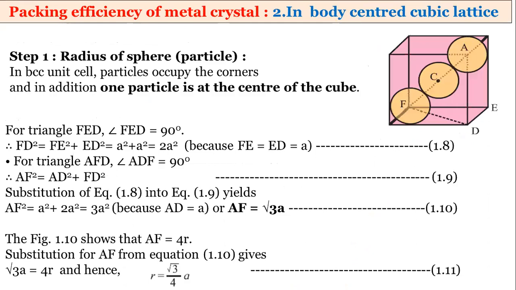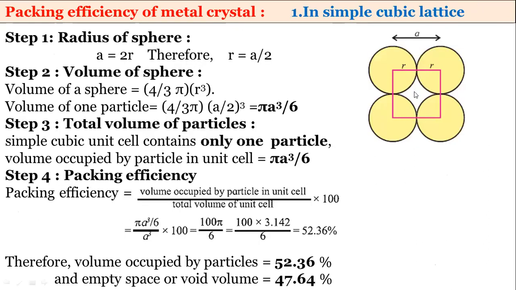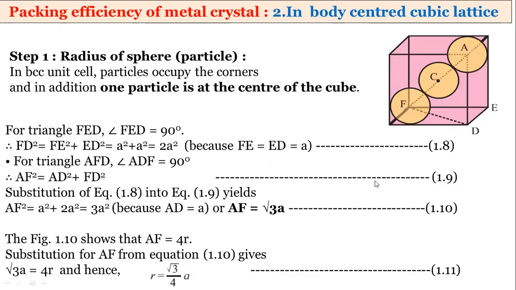Now I am discussing the packing efficiency in case of body-centered cubic lattice. In body-centered cubic lattice, at the center of the body there is one particle. So the total number of particles in the unit cell is two. The situation is different here from the simple cubic unit cell. So how to calculate the packing efficiency of this body-centered cubic lattice?